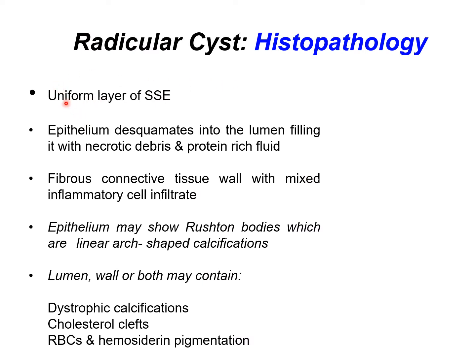Microscopically, radicular cysts are composed of a cystic lining consisting of stratified squamous epithelium, and the epithelial cells desquamate into the lumen, filling it with necrotic debris and protein-rich fluid. Adjacent to the epithelial lining is a fibrous connective tissue wall, which may show mixed inflammatory cell infiltrate. Epithelium may also show Rushton bodies, which are linear arc-shaped calcifications, and the lumen, the wall, or both may contain evidence of dystrophic calcifications, cholesterol clefts, and RBCs and hemosiderin pigmentation, as we shall see in the histopathological image on the next slide.